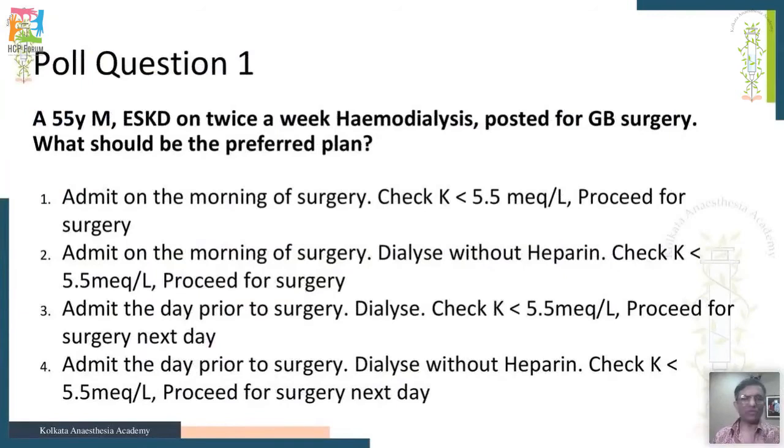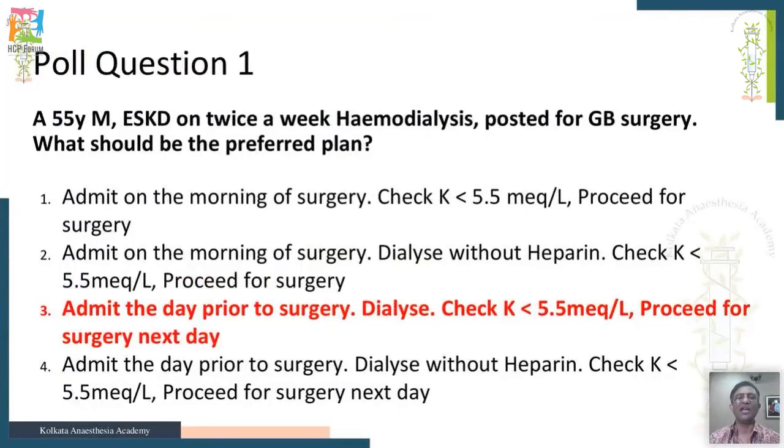So I will finish with the answers to the poll questions. End-stage kidney disease, twice a week hemodialysis, and needs to come in for a gallbladder surgery. What should be the timing of surgery? I think we discussed this. Ideally, the day before or the night before. So admit the day prior to surgery.